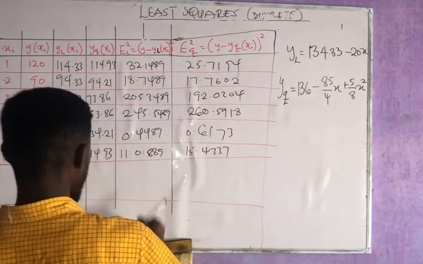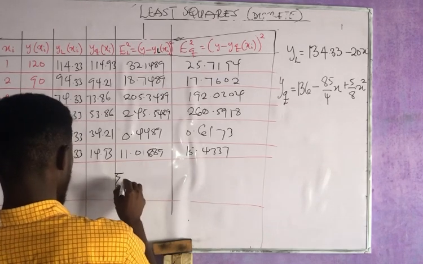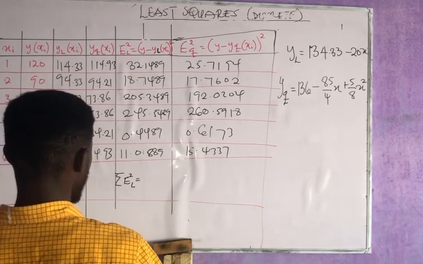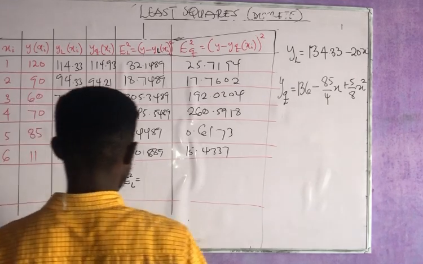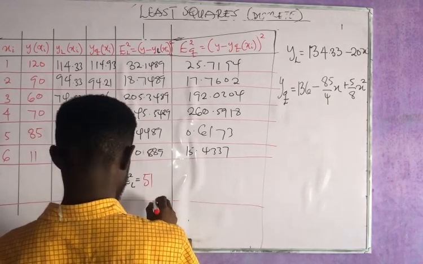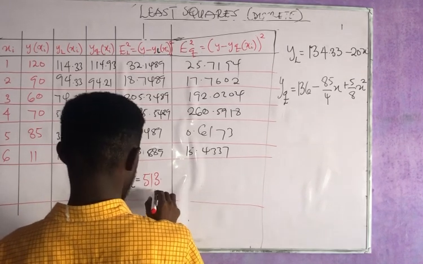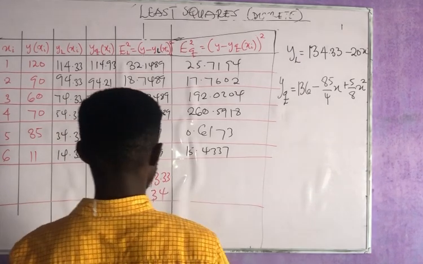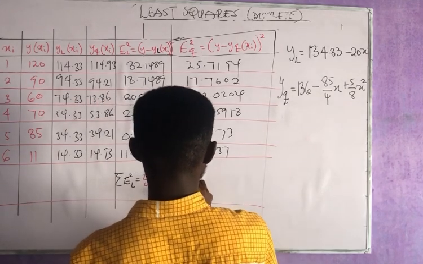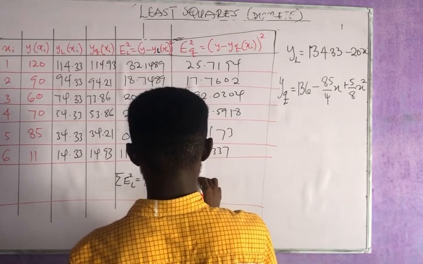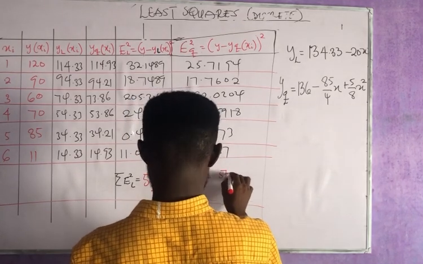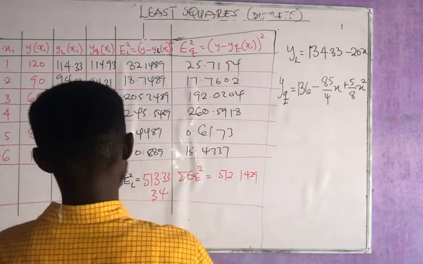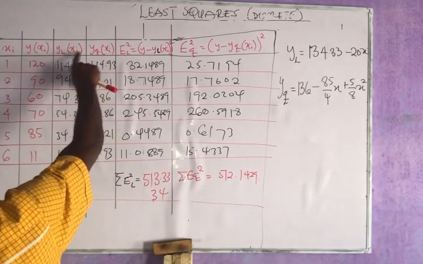The total, or the summation of this, is going to give you 513.334. Then the summation of this square also gives you 512.1429. Please take note that for the first ones, this side and that side, we only substitute the values of x.